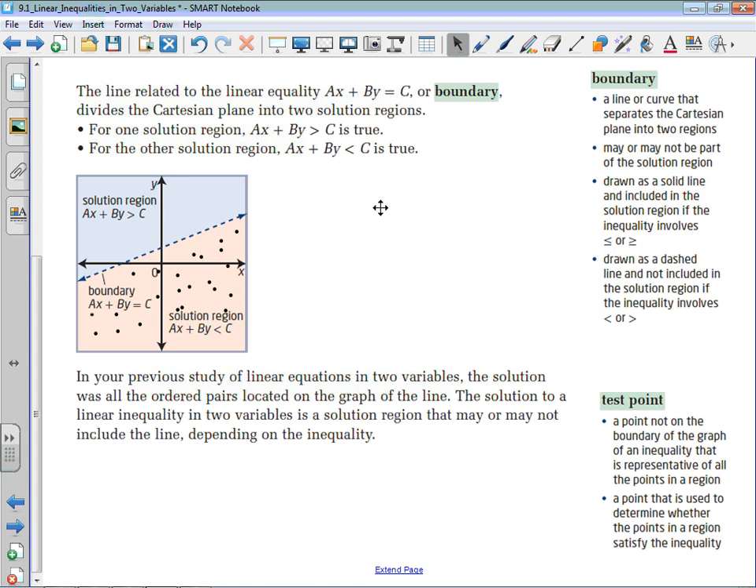Now, there's a couple other little housekeeping things, that if the inequality is less than or equal to or greater than or equal to, we use a solid line. And if the inequality is just less than or greater than, we use a dash line.